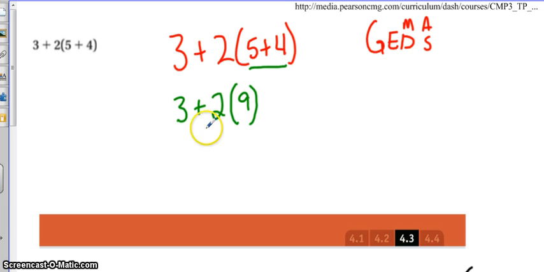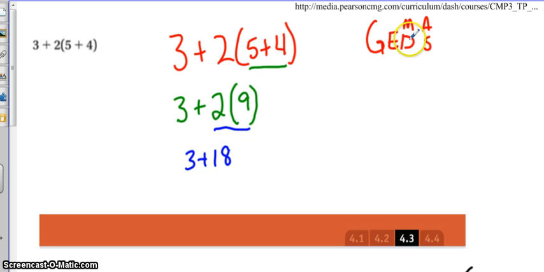Now, the next step, again, is looking for exponents. Seeing that we have no exponents, we're going to move on to multiplication and division. Again, we're going to underline the step that we do. There's no multiplication or division here. This is addition. And then this 2 on the outside of the parentheses, even though we could rewrite this as a multiplication, really means that we are multiplying the 2 times the 9. So we are going to underline that because that's the next step that we're doing. And that should be 3 plus 2 times 9, which is 18.